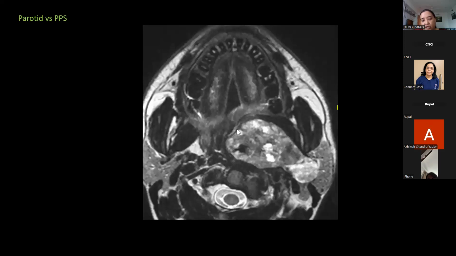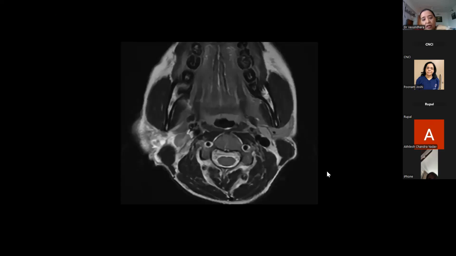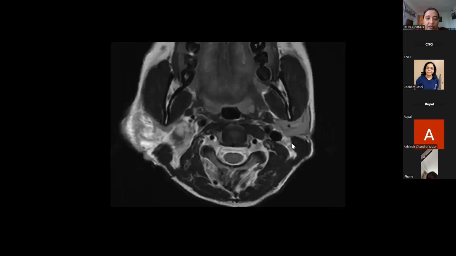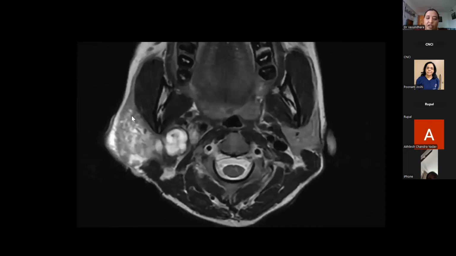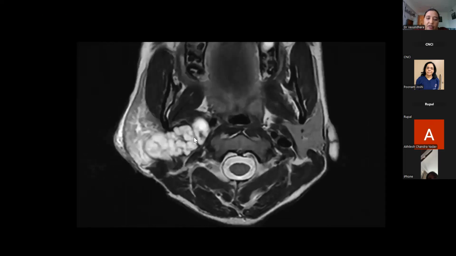This was again a lesion of the parapharyngeal, pushing the carotid out and displacing the parotid also. Now coming to another lesion, which was involving the deep lobe of the parotid and extending medially. So what was the lesion exactly? Whether it was a deep lobe of the parotid or the parapharyngeal.